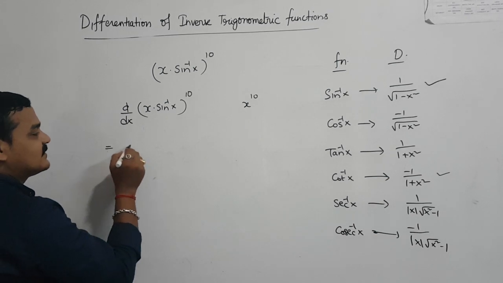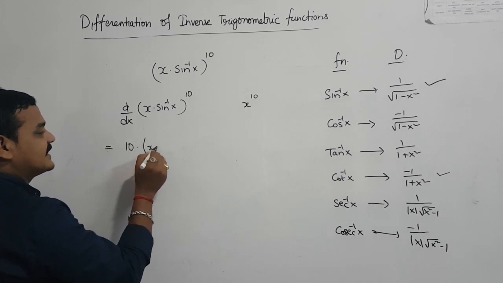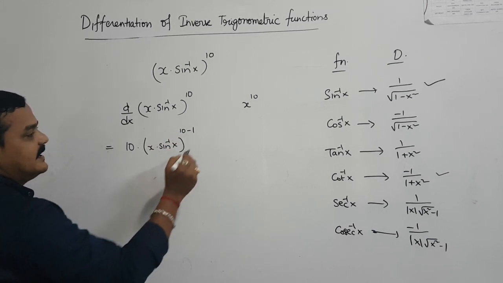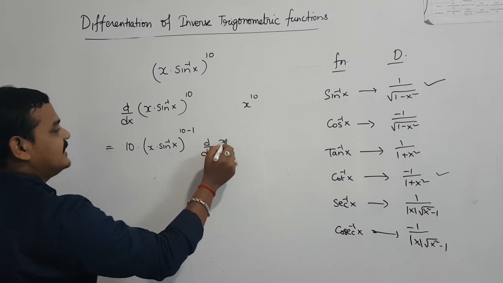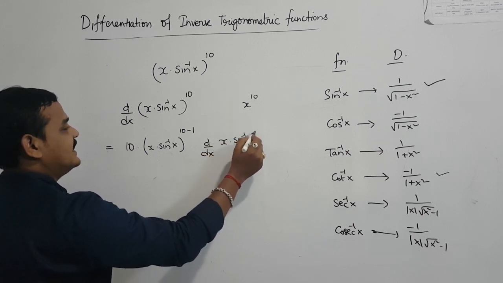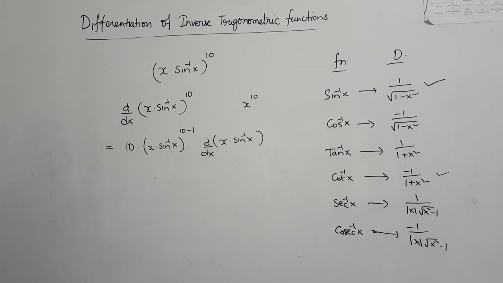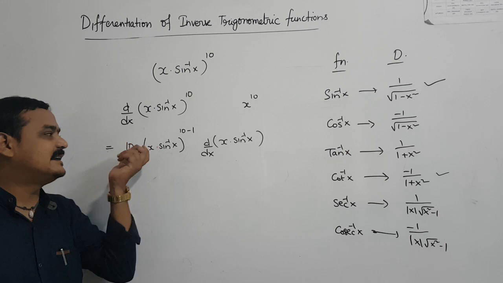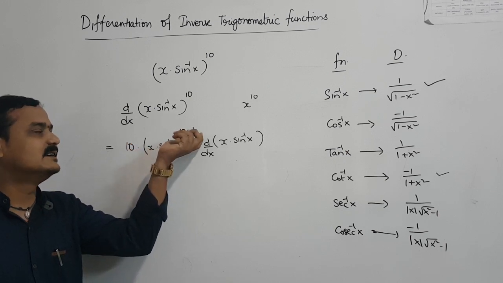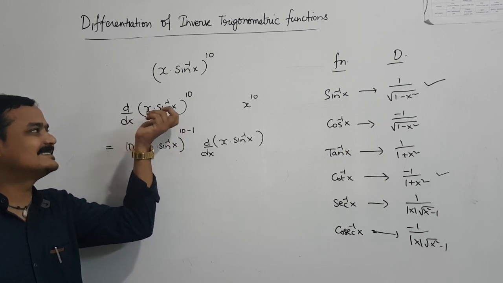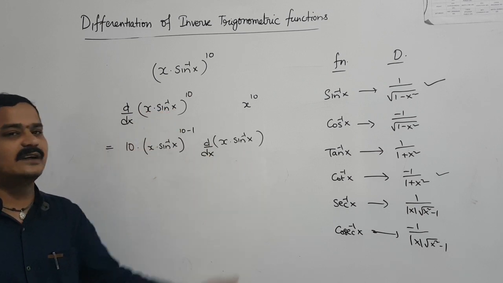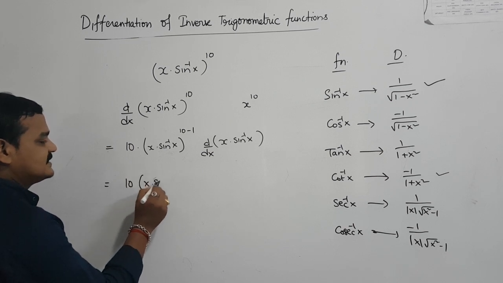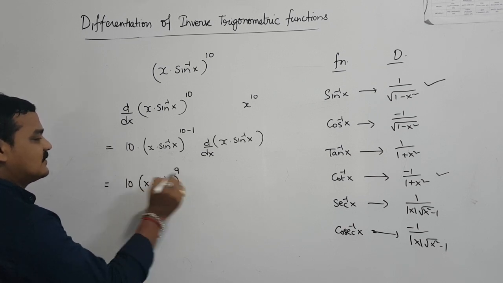So derivative of (x sin⁻¹x)^10 is 10 into (x sin⁻¹x) to the power of 10 minus 1 into d/dx of (x sin⁻¹x). Got what I said? It is looking like the first x to the power of n model: n into x to the power of n minus 1. In the place of x, that is x sin⁻¹x, into the differentiation of x sin⁻¹x. Finally, 10 into (x sin⁻¹x) whole to the power of 9.